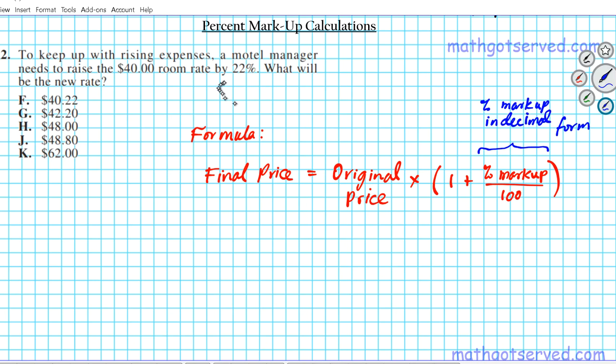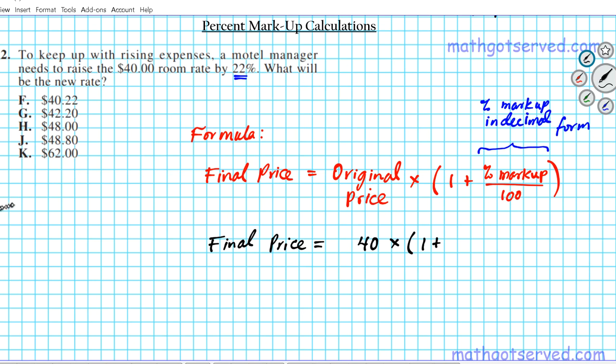In this particular example, the percent markup is 22%, which in decimal form is 0.22. So you just multiply 40 by 1 plus 0.22, or 40 times 1.22. Let's go ahead and work it out. The final price, applying this formula to this problem, is the original price, which is $40, times 1 plus the percent markup divided by 100, or the percent markup in decimal form.